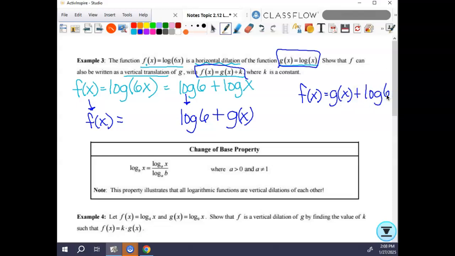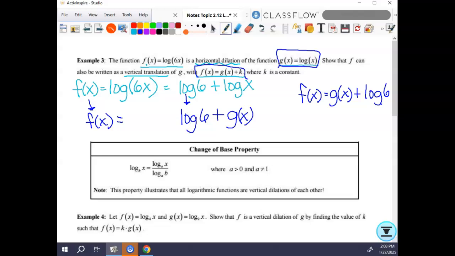I don't know what it is. It's like the square root of 17. I have no idea. But if I had to figure it out, I could use a calculator and figure it out. So since I'm just adding a constant here, that's my vertical translation. Okay, we good with that? What questions you got? Okay.